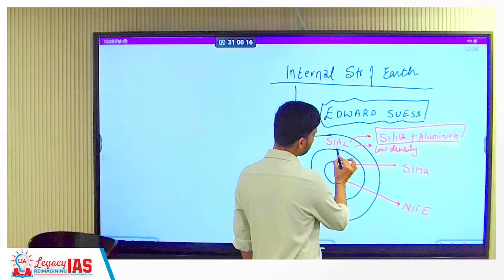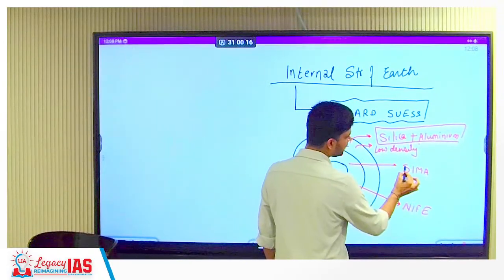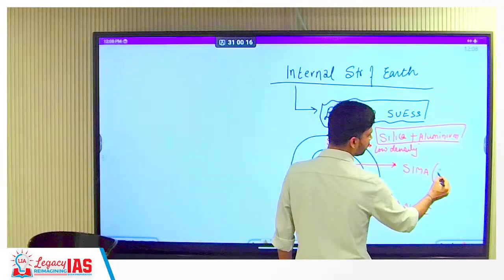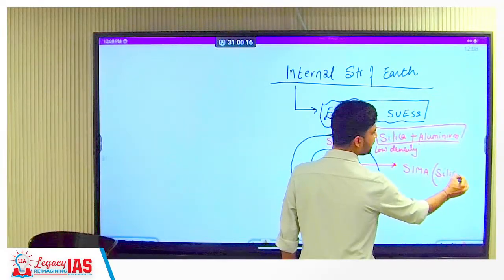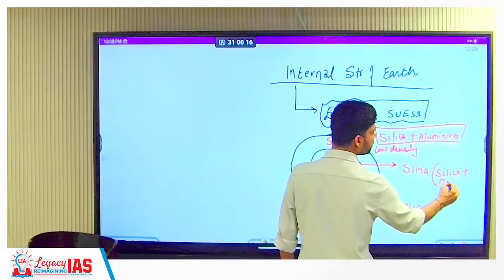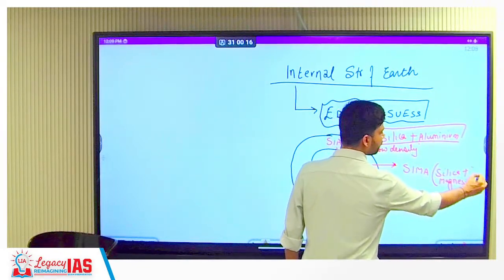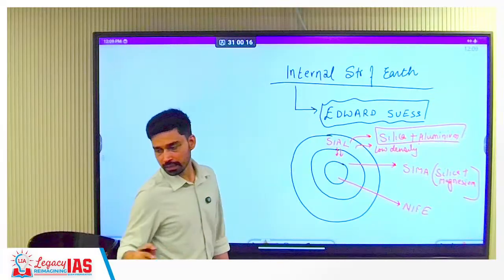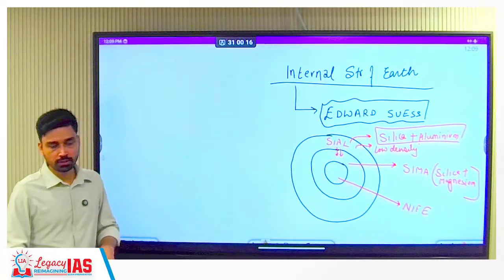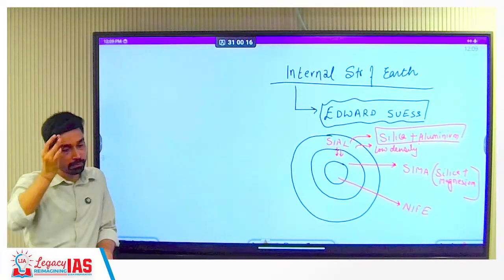Then he goes further inward and says that the middle layer is made up of what? Silica is present here as well, but now aluminium is not dominant. Here we have dominance of which element? Magnesium. So that is why it is the Sima layer: silica and magnesium.